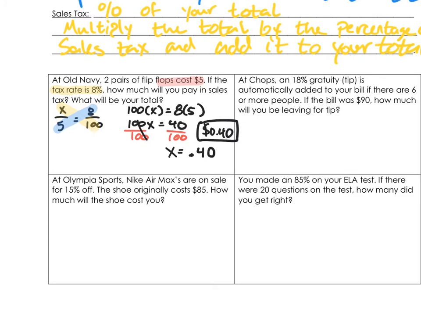The next part is, how much will your total be? Well, to figure out sales tax and your actual total, once you find the sales tax, do you subtract it from your total or do you add it to it? You add it. So you would take your $5 and add to it 0.40. So the total you would get is $5.40.